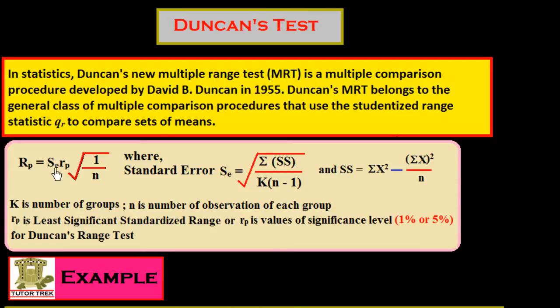Here I explain the contents of what we are taking. K is the number of groups we are taking. N is the number of observations in each group. RP is the least significant standardized range, or the value at significance level 1% or 5% for the Duncan range test. I will explain the Duncan range test with an example.